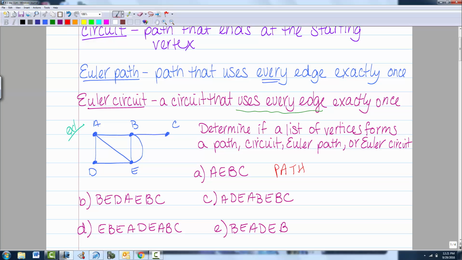Okay, sticking with this one. Should have you guys do it, but you can figure this out. B to E, E to D.